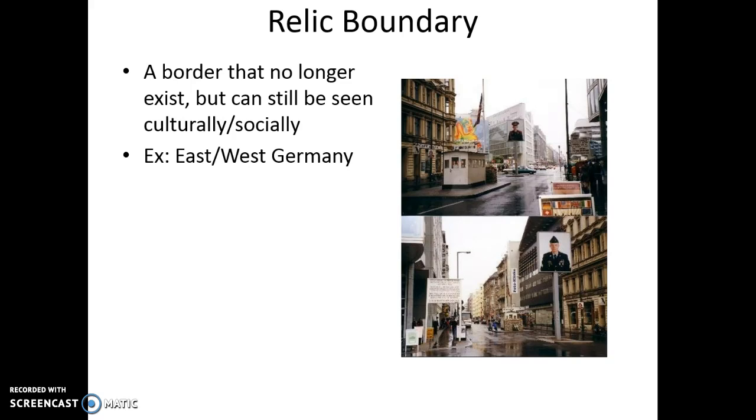It's not there anymore. The wall, the border is not there. You can freely go between East and West Berlin. There's no distinction between the two. However, you can still see architecturally and developmentally some of the differences between East Germany and its communist section, and West Berlin, which would be part of West Germany, with its democratic principles.